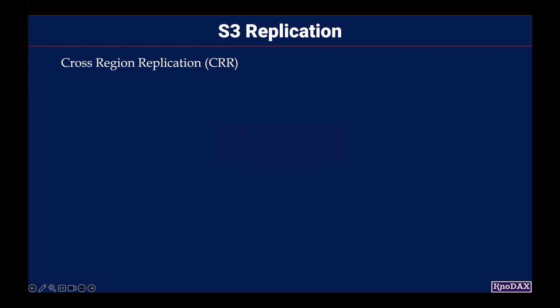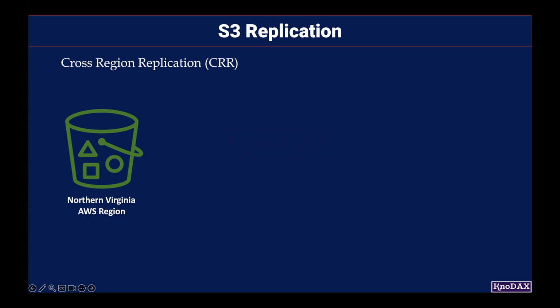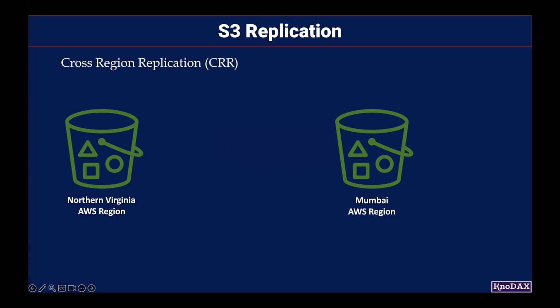For example, let's say your bucket is in the Northern Virginia region, and most users are in India. In that case, your users from India may have latency to access your bucket contents in Northern Virginia. To reduce latency for your India users, you can replicate your bucket in Mumbai AWS region. This is called cross-region replication.